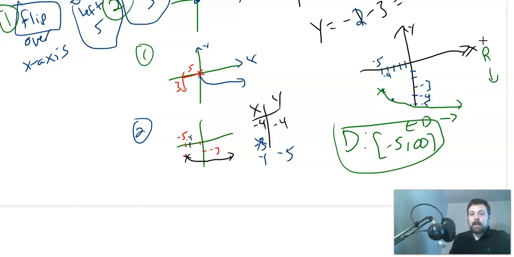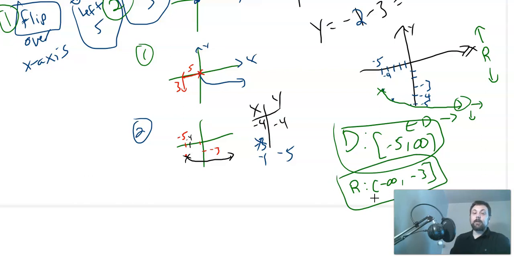What about the range? How far down? How far up? The graph goes down forever. Now it's mostly going to the right, but the pattern here is it's going to head to the right and down. And it does that forever. So it's going to go to -infinity for down. How far up does it go? Well, the highest point on the graph is right here, which reaches -3 on the y-axis. So it's going to be -infinity to -3.